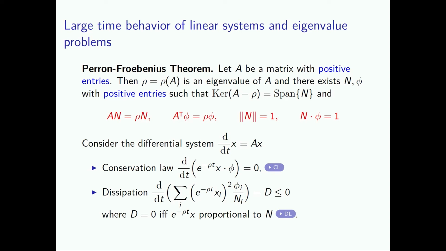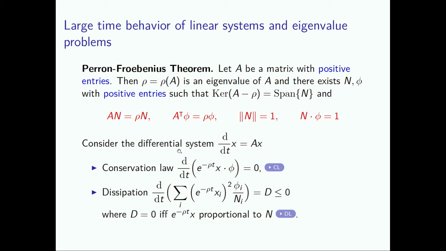This is the Perron-Frobenius theorem. So the statement is written on the screen. You start with a matrix with all the entries strictly positive. And then you know that the spectral radius of the matrix is an eigenvalue. And what is remarkable is not only that it is an eigenvalue, but for the associated eigenvector, you can find an eigenvector with all the entries strictly positive.